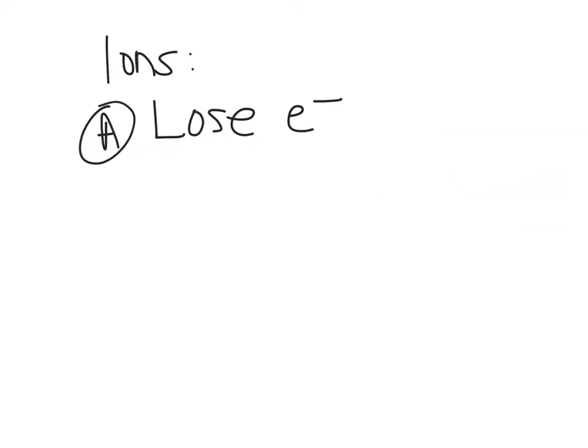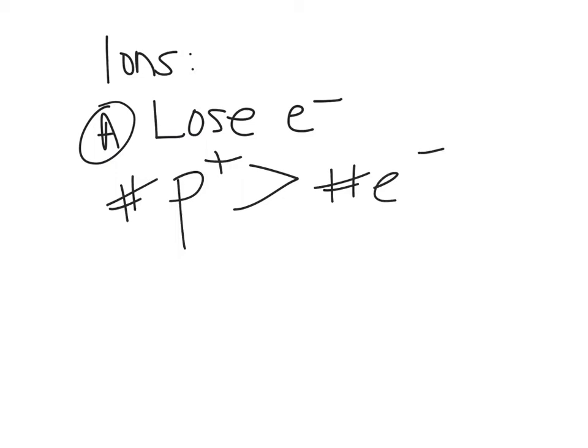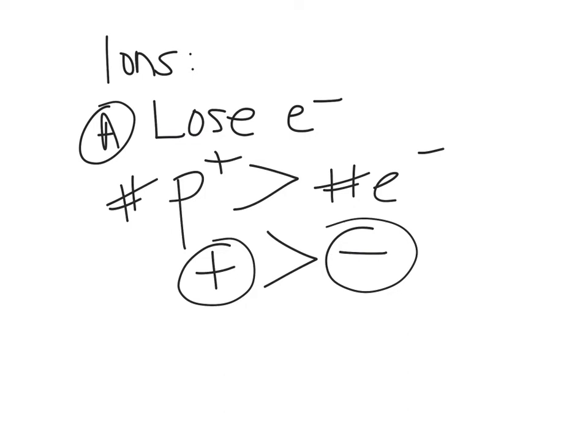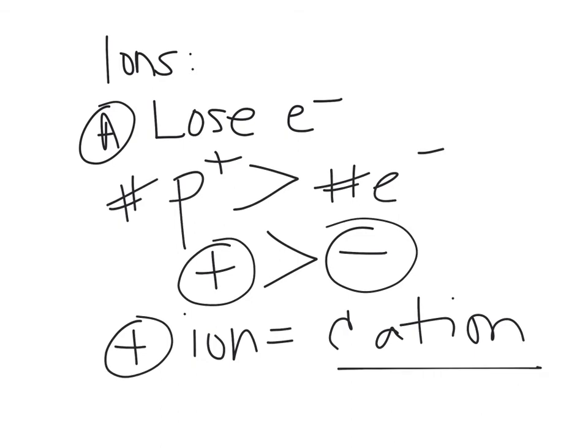But if your atom loses electrons, now the number of protons that you have is greater than the number of electrons. And if that's the case, you have more positively charged particles in your atom than negatively charged particles. In this case, you have a positively charged ion of that atom, and we call it a cation. So cations are atoms that have lost electrons and now have more protons present.